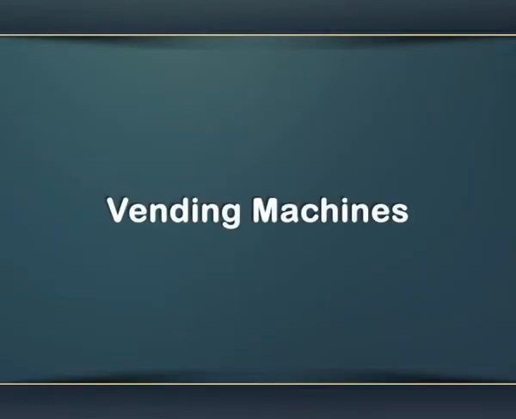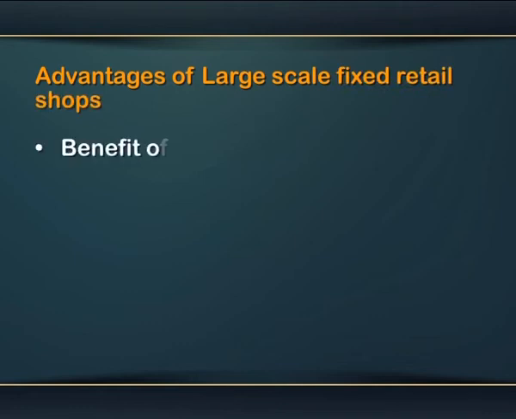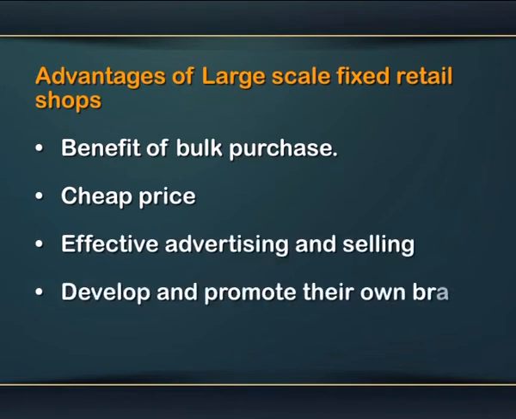Vending machines are operated by inserting a coin, and the buyer can get articles automatically. The articles are pre-packed and labeled. Advantages of large-scale fixed retail shops. Benefit of bulk purchase. Cheap price. Effective advertising and selling. Develop and promote their own brand. Expertise in selling.